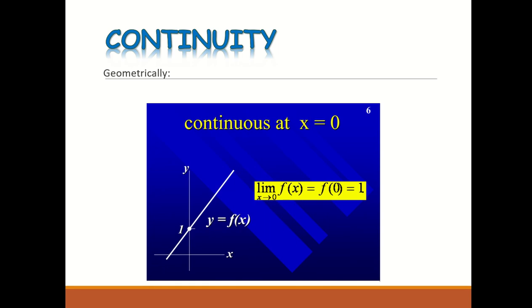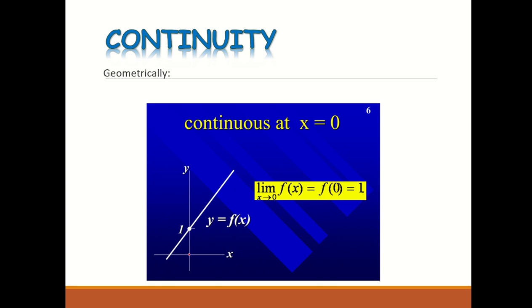Okay, another example here, geometrically, we have a line. We're given the limit of the function of x as x approaches 0. We determine that the value of f of 0 is equal to 1. In our previous discussion, this means the limit exists. The limit exists at x equal to 0, where f of 0 is equal to 1. So this is a continuous function, continuous at x equal to 0.